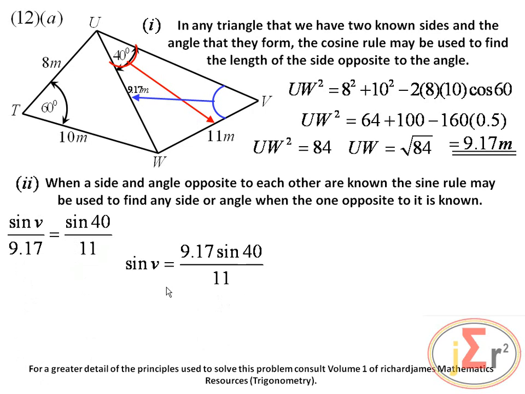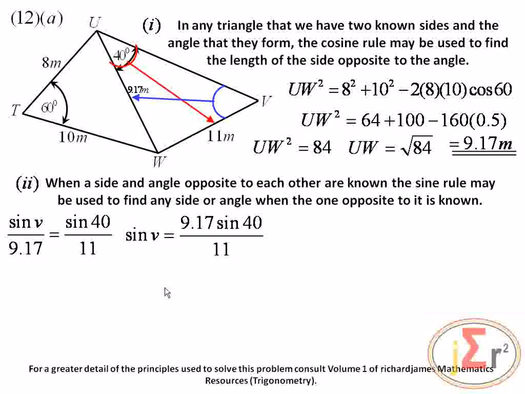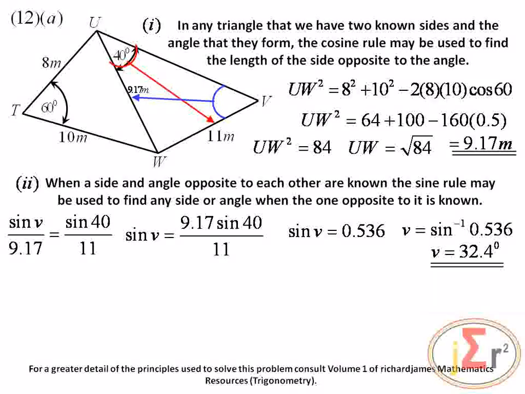And of course we will transpose, and after transposition we will simplify this expression, and we get sine V is equal to 0.536, which we know to be a little bit over 30 degrees, probably in the 30s or lower 40s. So we have V is equal to sine inverse of 0.536, which is equal to 32.4 degrees.